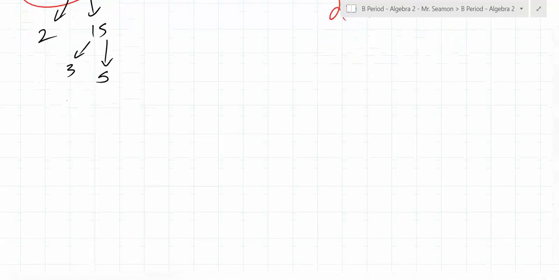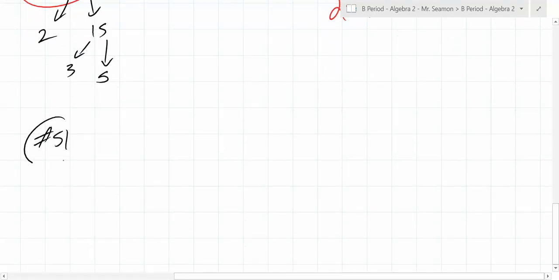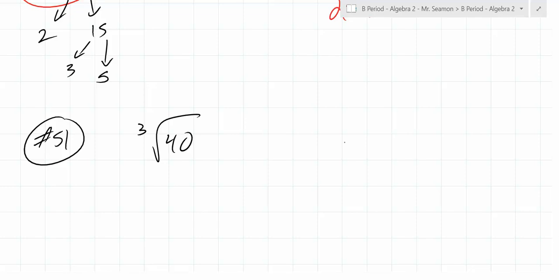And then 51 was the last one people wanted to see. 51 is the cube root of 40. So what are we looking for? We are looking for a factor of 40 that is a cube. It's cube root on this one. Let's just start factoring it.